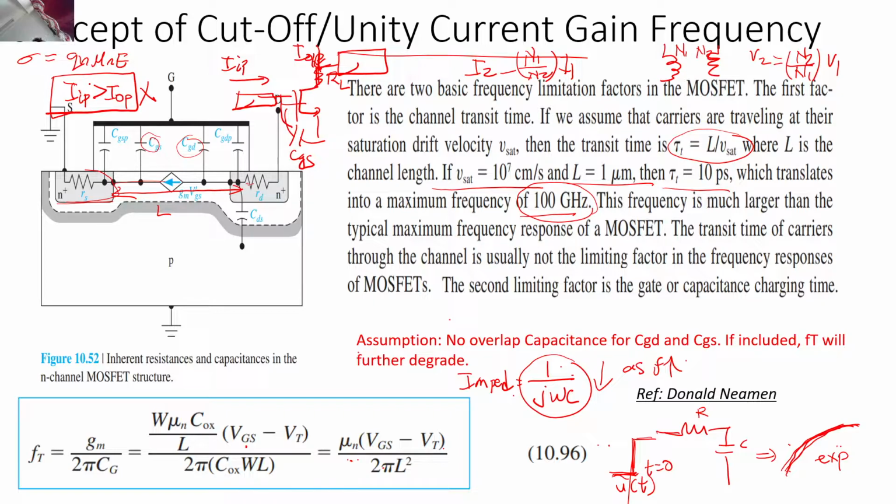I'm not going into the derivation of this concept. It is very well derived in the reference of Donald Neamen. If you calculate it, you are going to get this frequency Ft, which is called the transit frequency, cutoff frequency, or unity current gain frequency, and its expression will come out to be this, right? One assumption made here is that there is no overlap capacitance for CGD and CGS, and if it is included, the value of Ft will degrade further, right?